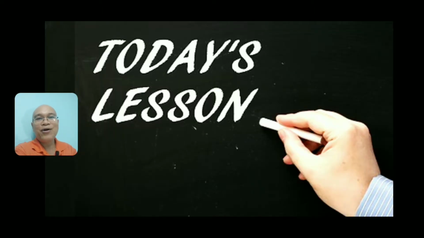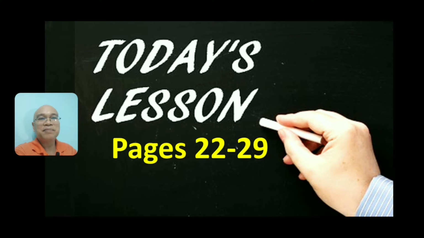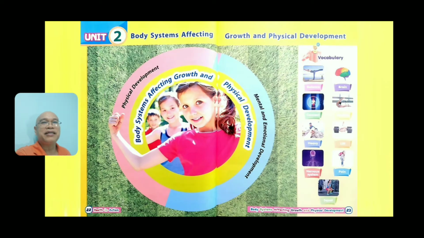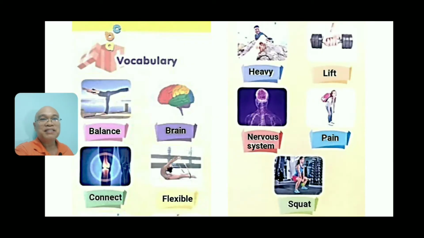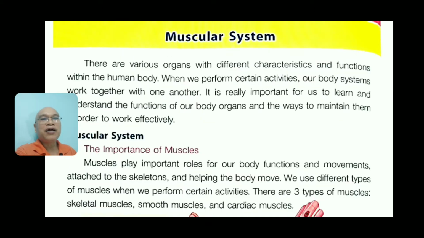But for today, our lesson is on pages 22 to 29. We have a new unit about body systems affecting growth and physical development. Specifically, first, we're going to study this vocabulary: balance, brain, connect, flexible, heavy, lift, nervous system, pain, and squat. All right? So right now, we'll talk about the muscular system.